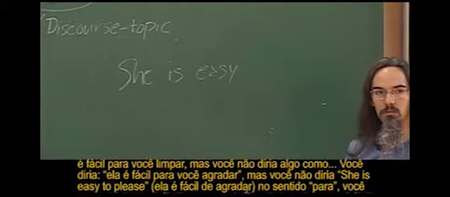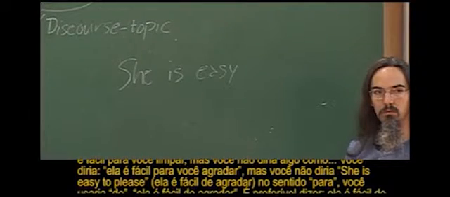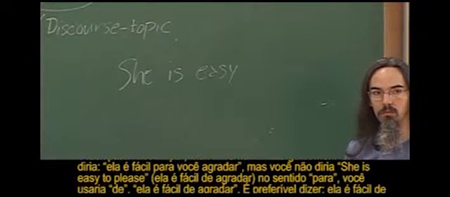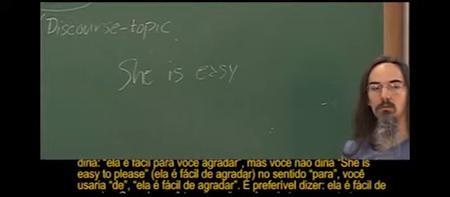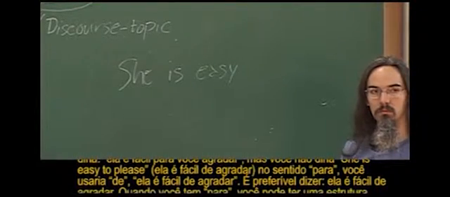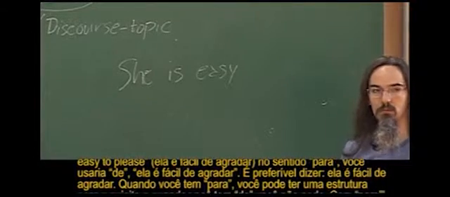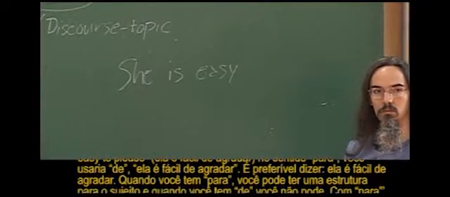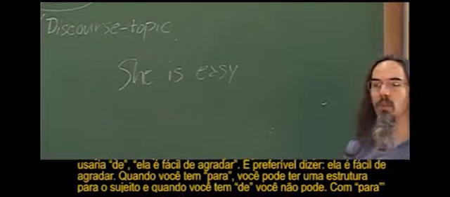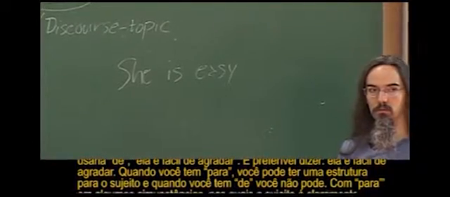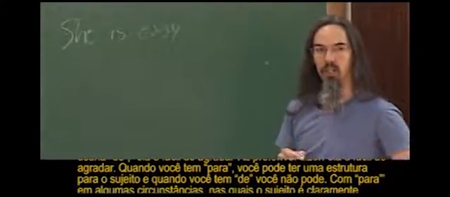But you wouldn't say she's easy to please in the sense with para. You would use de. You wouldn't say ela é fácil para agradar. You would preferably say ela é fácil de agradar. So when you have para, you can have the for-subject structure. I see. And when you have de, you just can't.